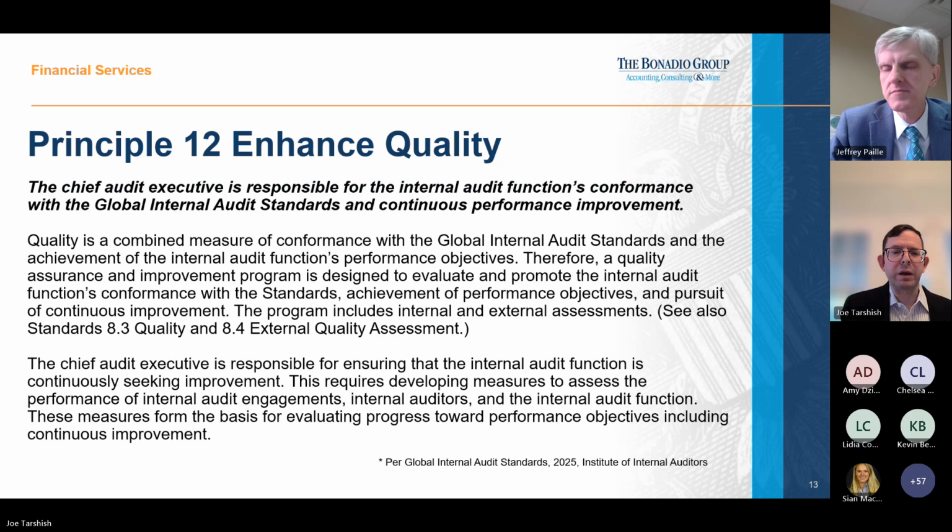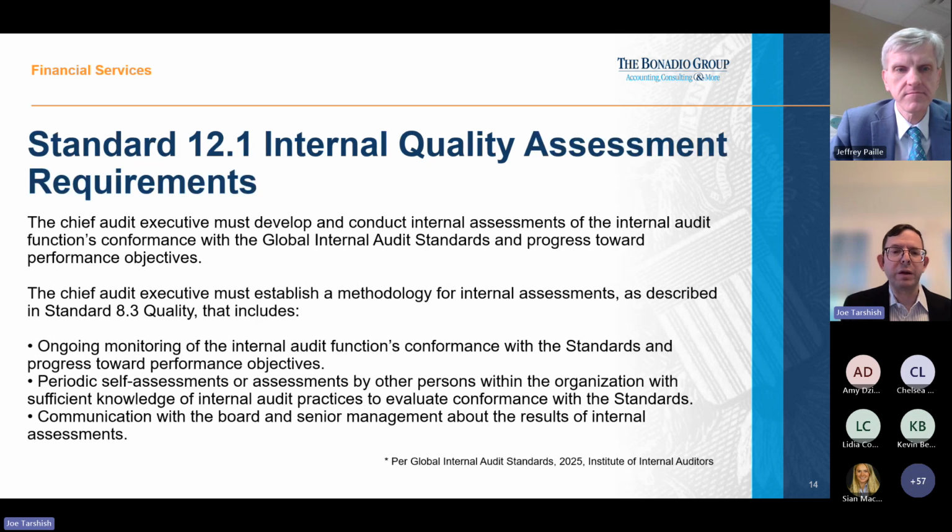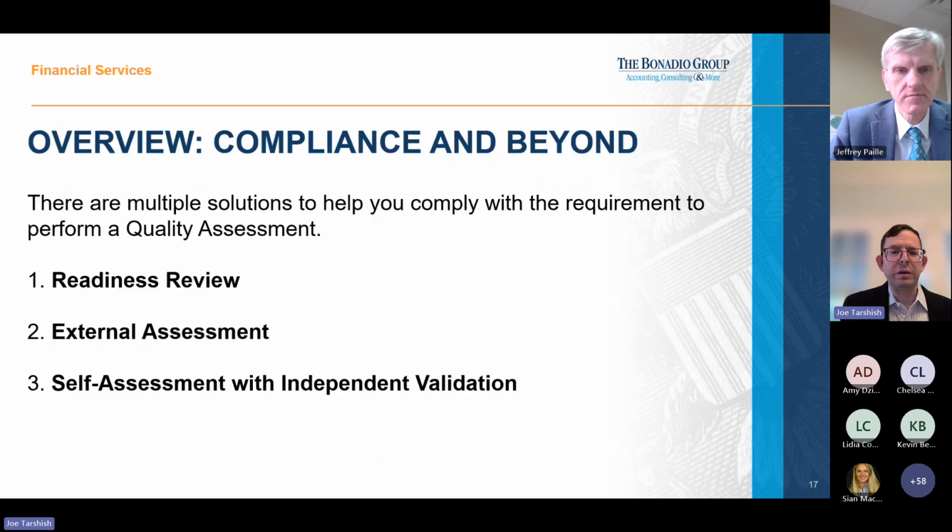And Principle 12 is about enhancing quality. This is a continuous effort, and it's done through external assessments, but much more frequently on an ongoing basis through internal assessments and continuous improvement. So Standard 12.1 talks about the internal quality assessments that an IA department does. And we'll talk about that a little bit. We'll get into the meaning of these principles and standards.